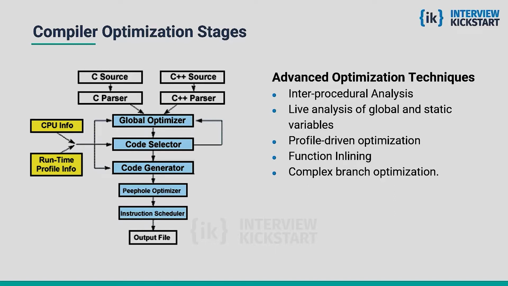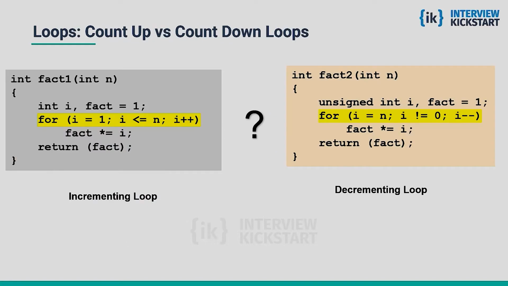We will look at some of them in detail. Let's look at a simple example of how the source code has an impact on what the compiler generates in the object code. So here are two versions of computing a factorial. Mathematically, they are identical. It's a product of a sequence of numbers from 1 to n.